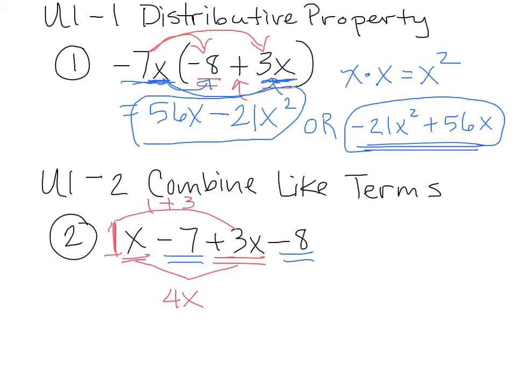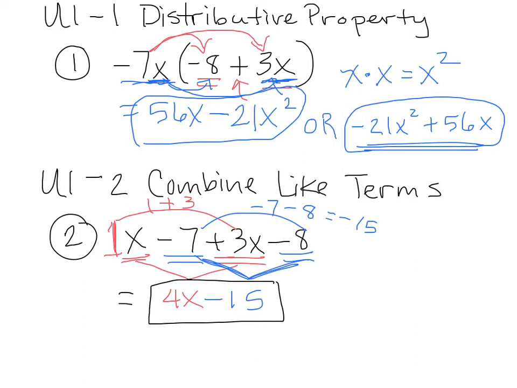The x doesn't change. We did not multiply here. It is not x times x. It's not x squared. Okay, and then we go to our constants, negative 7 and a minus 8. See how those are both negative? And so when you combine those, you get a bigger negative, right? Negative 15, so it's 4x minus 15. That's the expression that we get when we combine like terms.